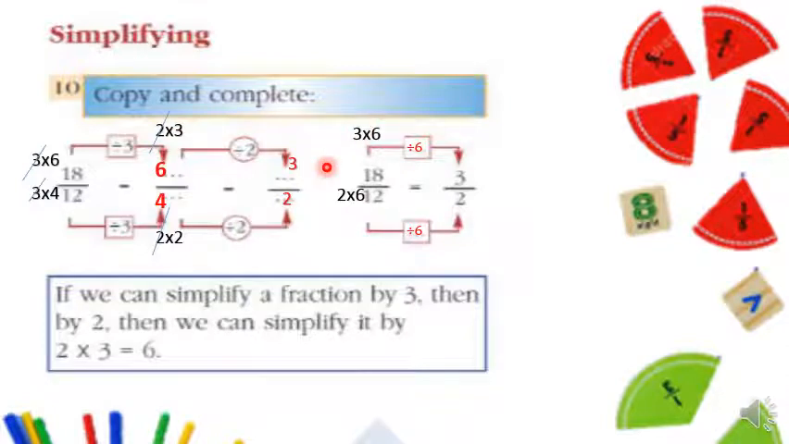So as you can conclude, if I want to simplify a fraction, we can simplify it in 2 steps or more, or we can simplify it in 1 step. How? Either we simplify it here by 3, then by 2, or we can simplify it directly in 1 step, which is 3 times 2, which is 6. It will give me the same answer.